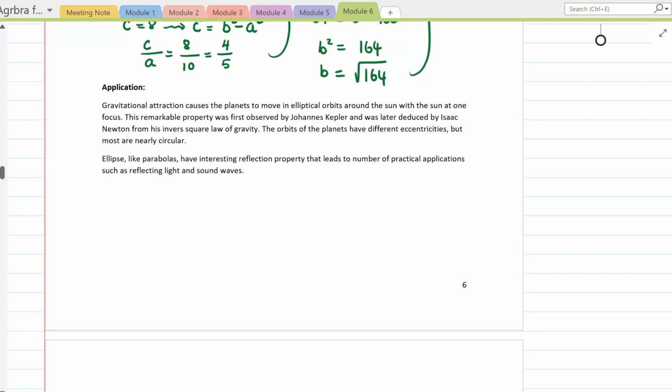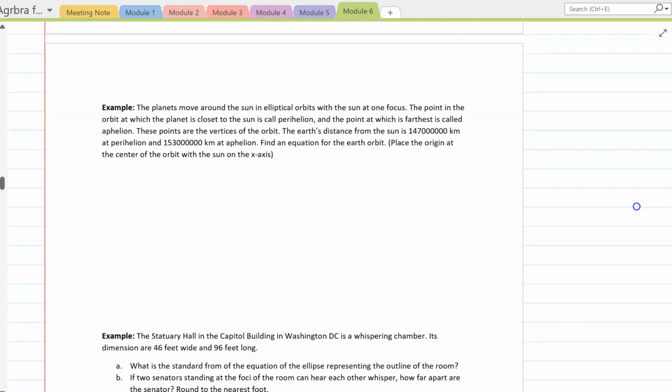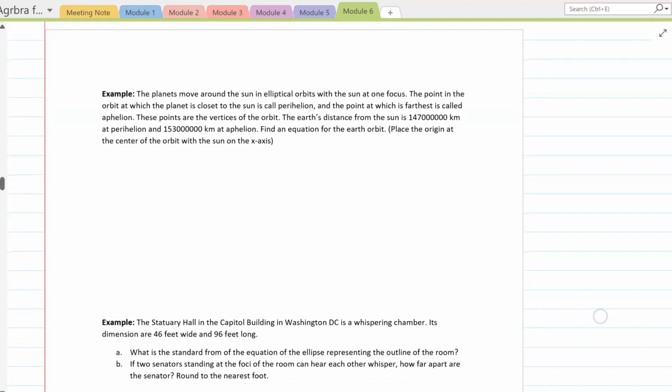Like parabolas, ellipses have interesting reflection properties that lead to a number of practical applications such as reflecting light and sound waves. Say the planet moves around the Sun in an elliptical orbit with the Sun at one focus. The point in the orbit where the planet is closest to the Sun is called a perihelion, and the point where it is farthest is called the aphelion.